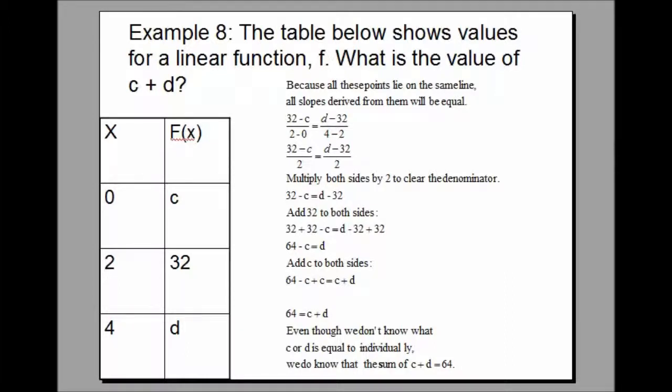Add 32 to both sides. When we do that, on the right we get 64 minus c equals d. Now add c to both sides. This gives us 64 equals c plus d. That is our answer. c plus d equals 64. Notice that even though we don't know what c or d is equal to individually, we do know that the sum c plus d equals 64.